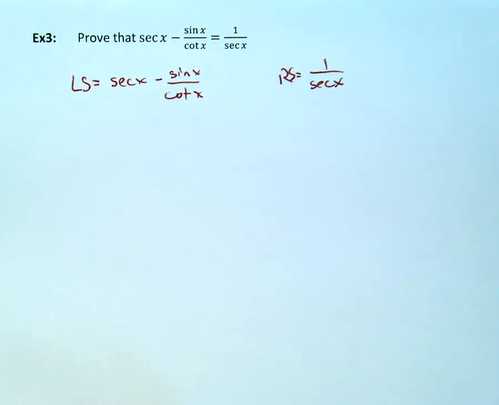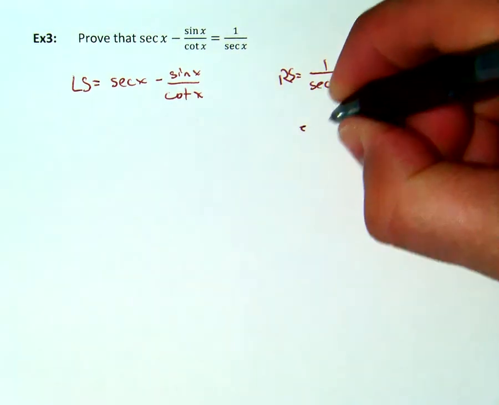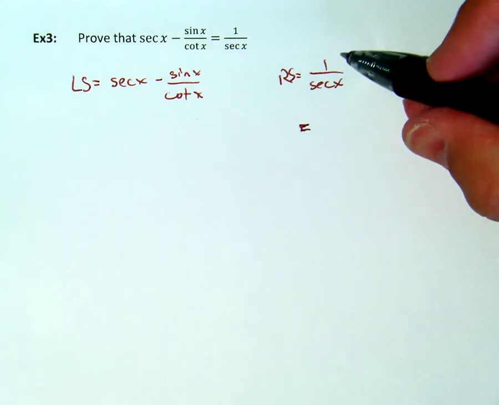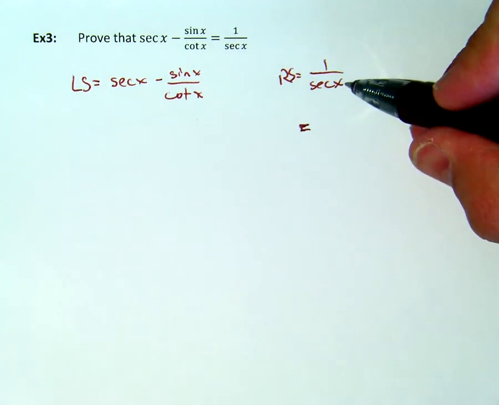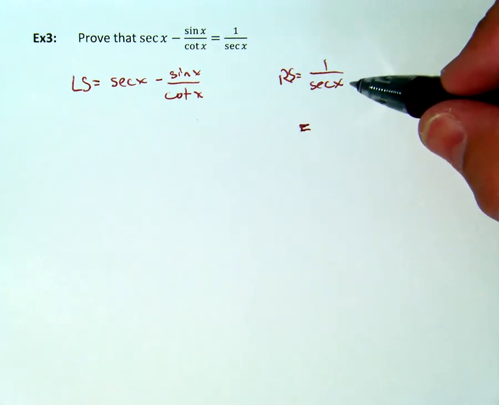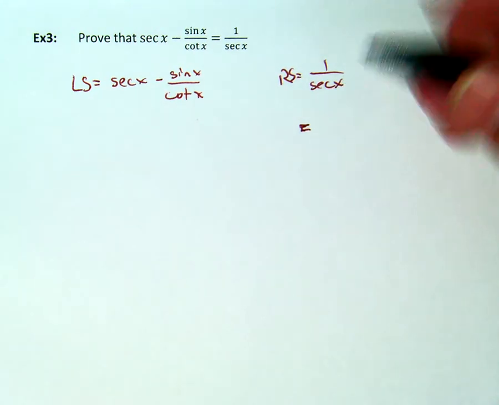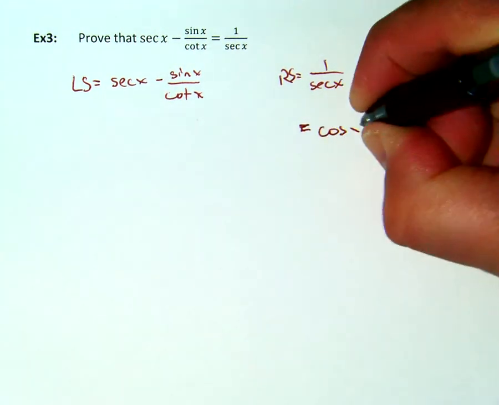So my first step is always going to be switched into sine and cos. The right side looks a little easier, so I'm just going to do that quickly. This is 1 over secant x. If you look at the definition of the reciprocal trig function, 1 over secant x is cos x. So this is just cos x.